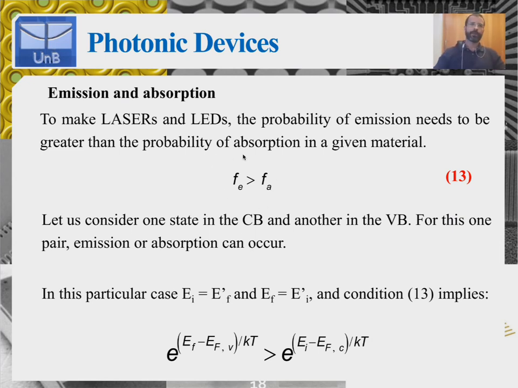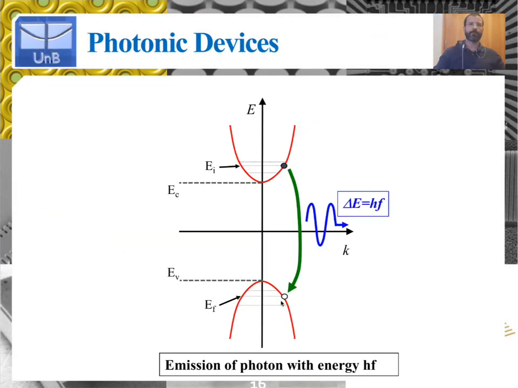Okay, and let's apply this inequality in this case. Now note that in this particular case, since we're choosing the same pair of levels, the initial energy level for emission, which we call EI, is the final energy level for absorption. Okay, so what we're saying here is the following. In this figure right here, we're illustrating the process of emission. So you have an initial energy level EI, which emission will occur if it's occupied by an electron, and a final energy level EF, which in order for emission to occur needs to be empty.